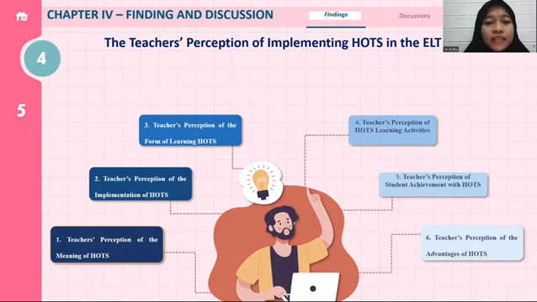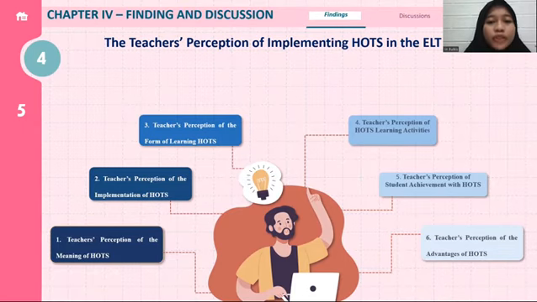HOTS is a thinking skill that teaches students to apply analysis, evaluation, and question. Students are taught to think critically in facing new problems and creating new solutions.